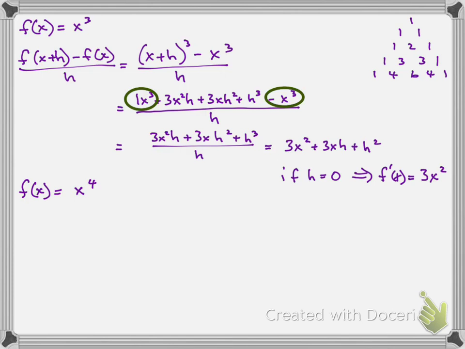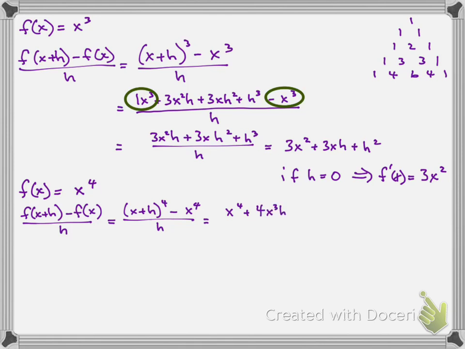So f of x plus h minus f of x over h is going to give us x plus h to the fourth minus x to the fourth over h, and x plus h to the fourth, using our binomial expansion skills, is 1x to the fourth plus what?